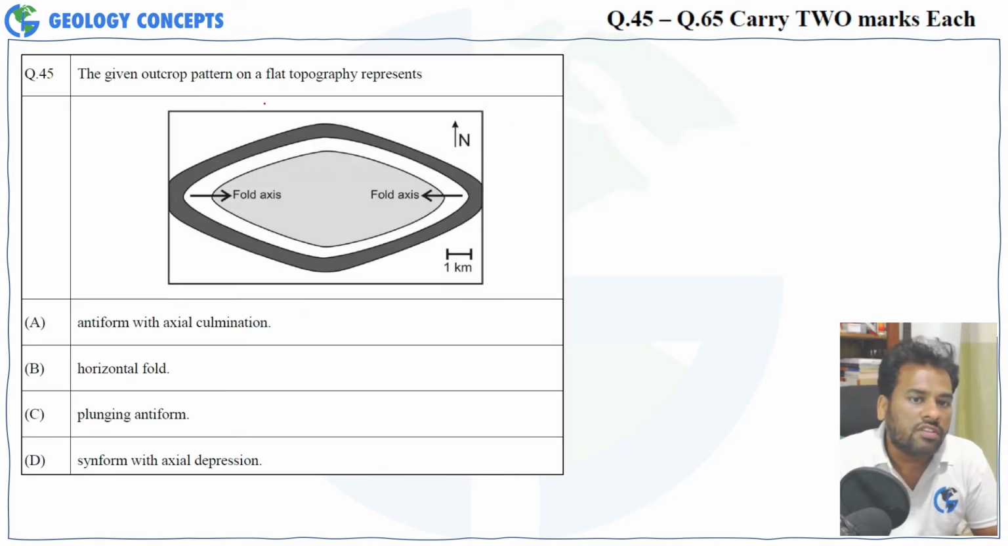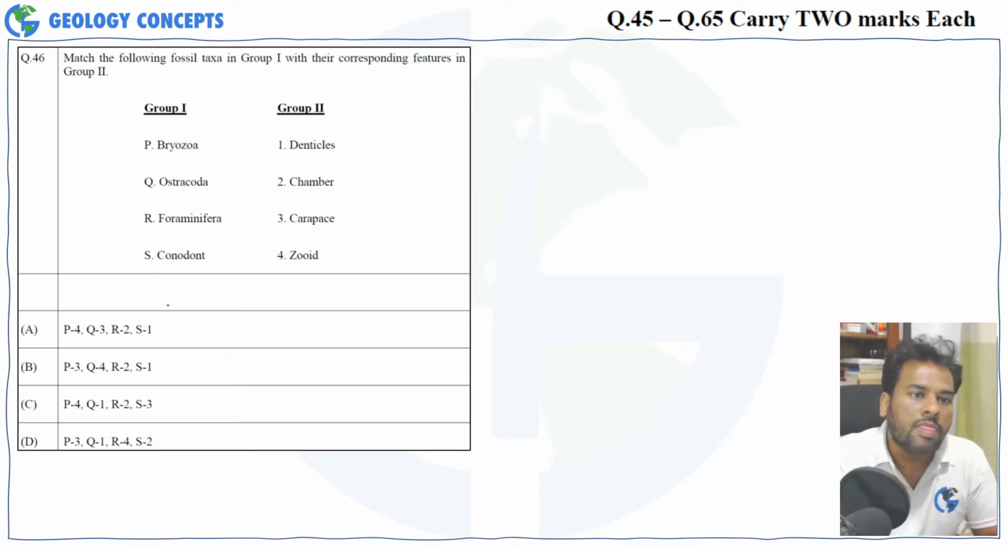The outcrop pattern of flat topography represents... now the fold axes are plunging inward, so it has to be a depression. It cannot be a culmination, not horizontal, or plunging and deformed. There are two hinges here. So D is the correct option. Synform, because it is spreading as you go away. So synform with axial depression. D is the correct option.